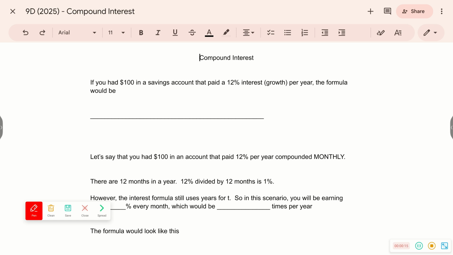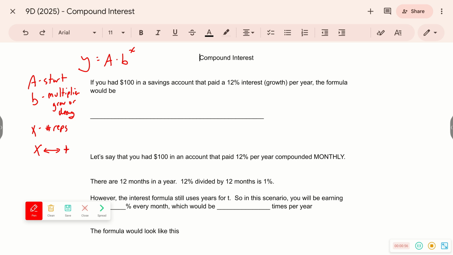So it's exponential functions here. Suppose we had $100 in a savings account that grew by 12% per year. So we know exponential functions: we have a times b to the x power. A is sort of what we start with. B is our multiplier, whether we grow or decay. And x is our number of repetitions basically. For this one, we're just going to change the x to t because we're talking about time. So if I use t, it's just the same as x.